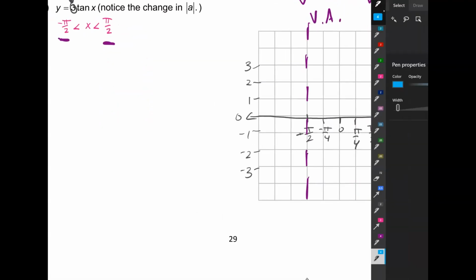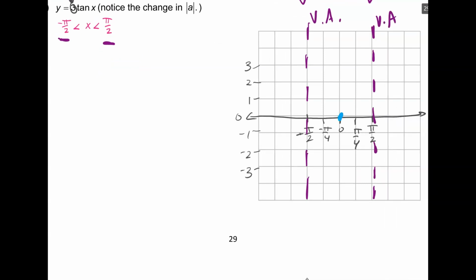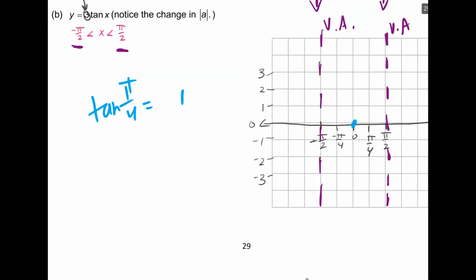So I'm going to have 0 be my center, and then plot 1 point, 1 to the right. So literally pi over 4. We know tangent of pi over 4 is 1, but notice this is 3 times tangent of pi over 4, so it's 3 times 1. It multiplies it by 3. This amplitude is stretching it vertically. So instead of being at 1 as my y, it's now at 3. Similarly, instead of being at -1 with negative pi over 4, it's going to be at -3.